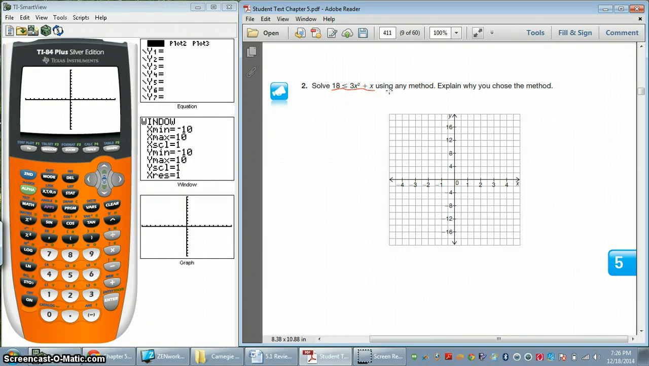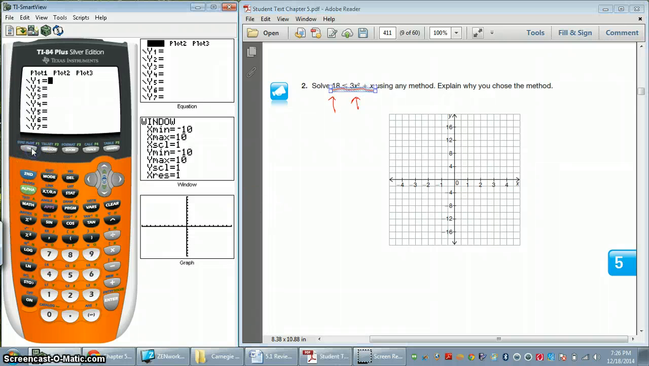What we're going to do is solve this using a method where we have two equations. We're going to write an equation for the left-hand side of the graph, and we're going to write an equation for the right-hand side of the graph. So we're going to go over to our graphing calculator, and for the first equation, that left-hand side, we're just going to type in 18. And in the second, y2, we're going to type in the right side, which is 3x squared plus x. So what we're doing is graphing two different graphs, and we're going to find out where they intersect.